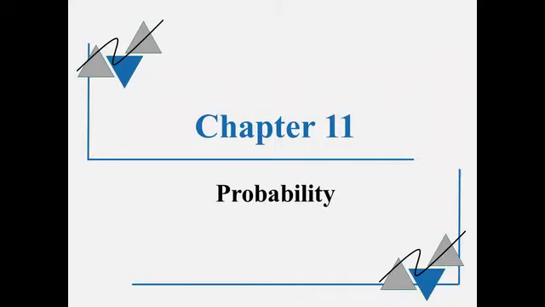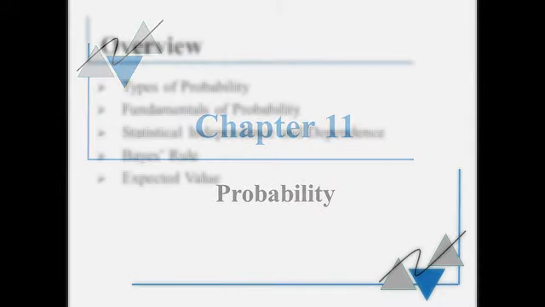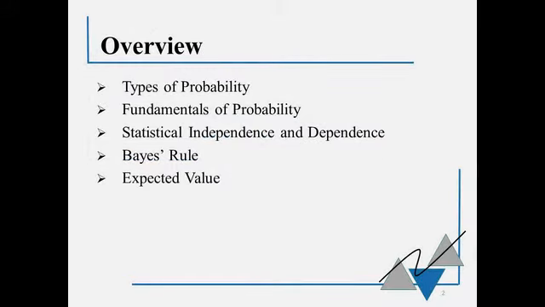Today we're going to talk about one of my very favorite topics, probability. This is chapter 11 in our book. In this video, we'll talk very briefly about different types of probability, the fundamental properties of probability. We're going to talk about statistical dependence and independence, and I'm going to show you an example of expected value.